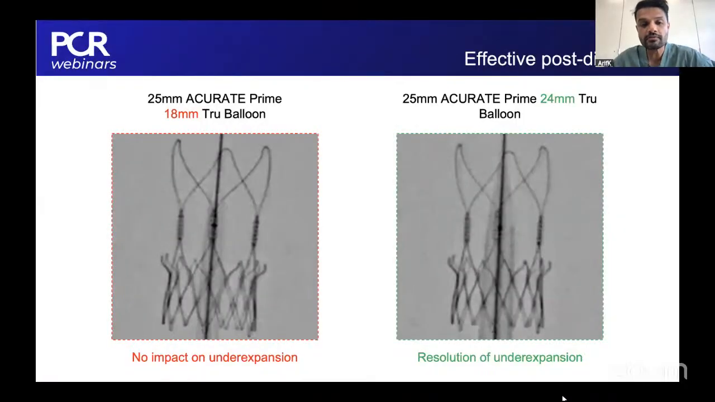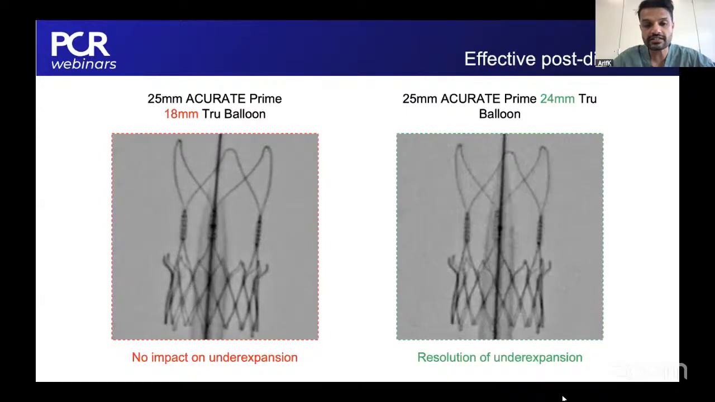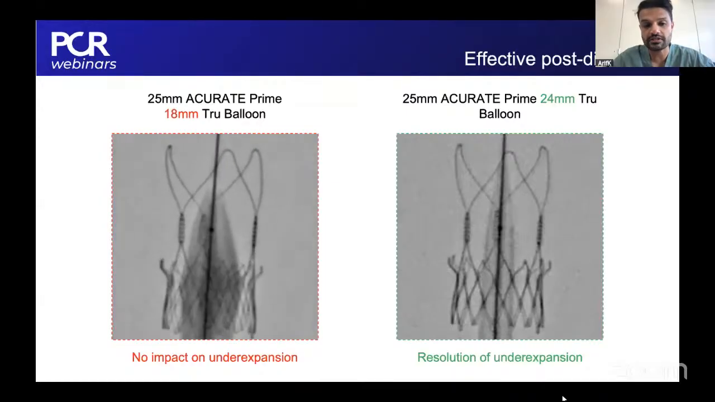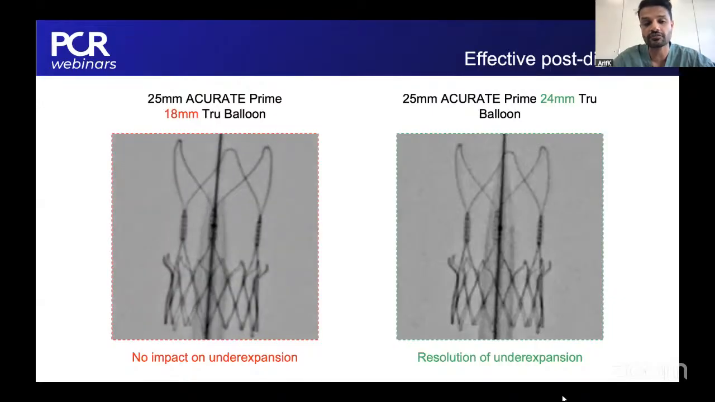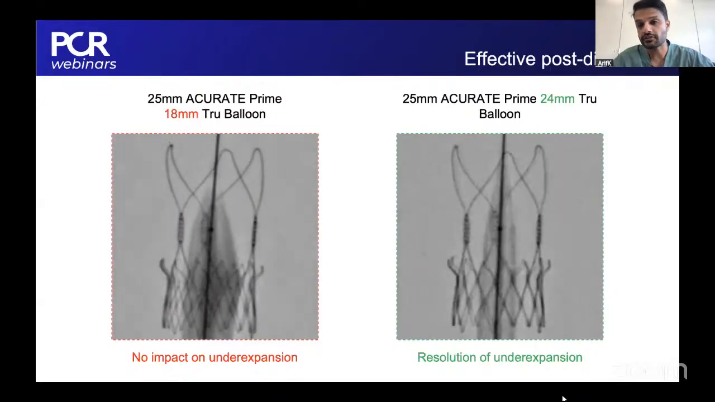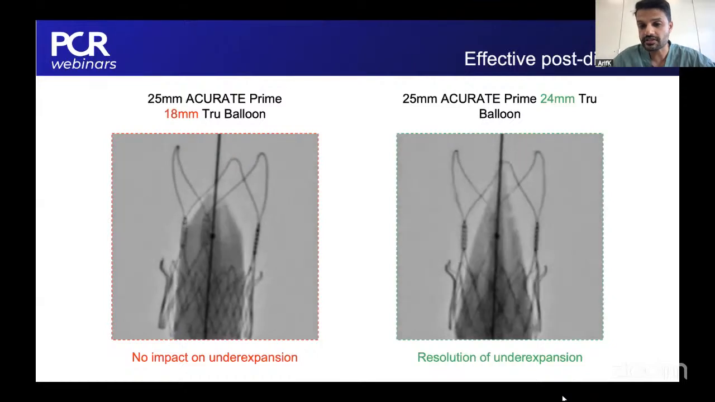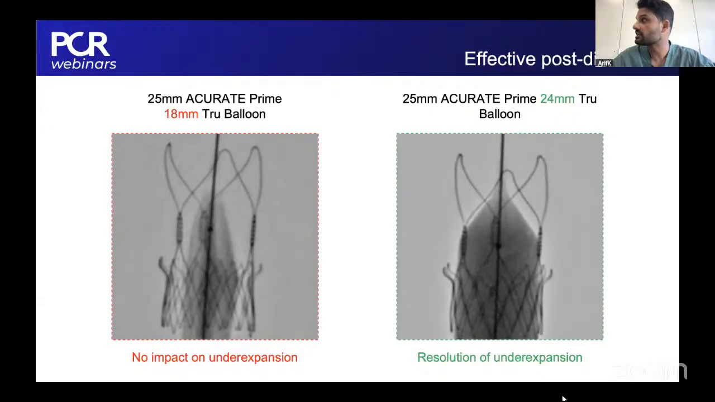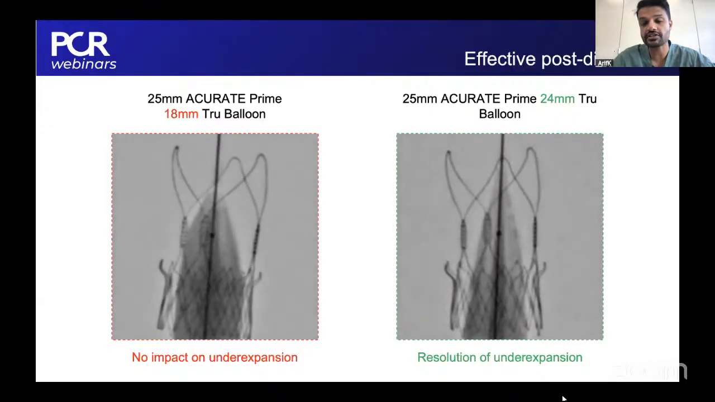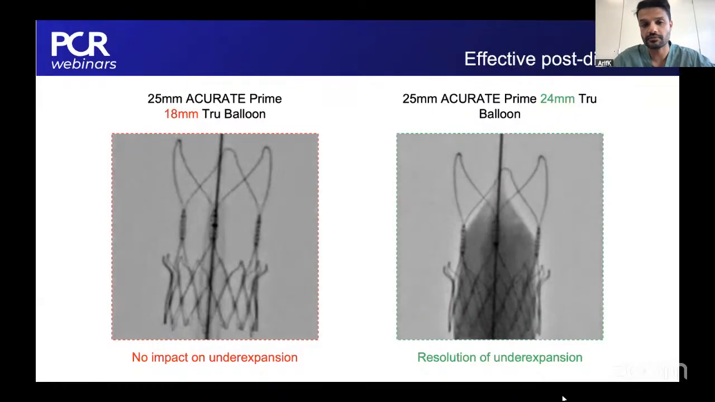Then following valve implantation and effective post-dilatation, you can see these are both 25 millimeter Accurate valves. On the left-hand side, you're post-dilated with an 18 millimeter balloon. Barely touches the edges, and you have absolutely no effect of the post-dil. You look on the right, you take an appropriately sized balloon. This is a 24 millimeter True balloon, and here you see the valve expands and achieves better expansion. So you actually correct the underexpansion problem effectively.